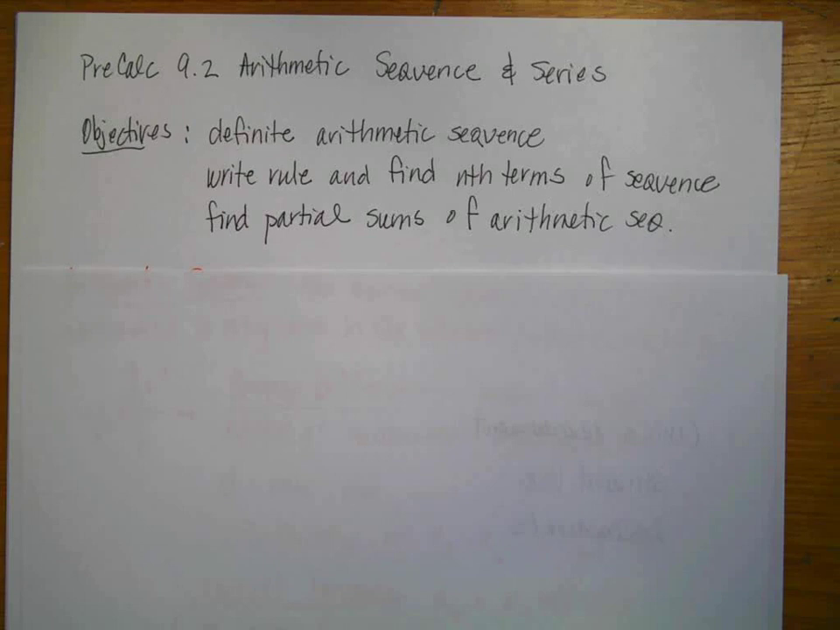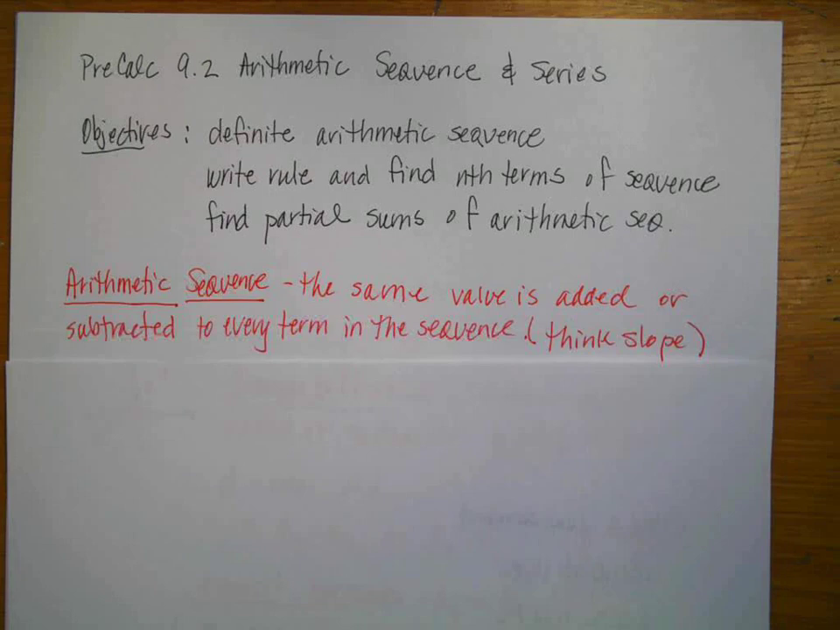We're going to be talking about arithmetic sequences and series. Our objectives are that we're going to define an arithmetic sequence. Then we're going to write a rule and find the nth term or terms of a sequence. And then we're going to find partial sums of an arithmetic sequence. All right, so I've written a couple of our definitions out ahead of time.